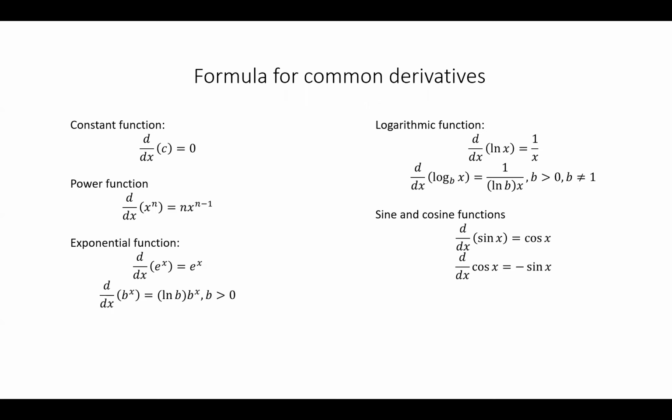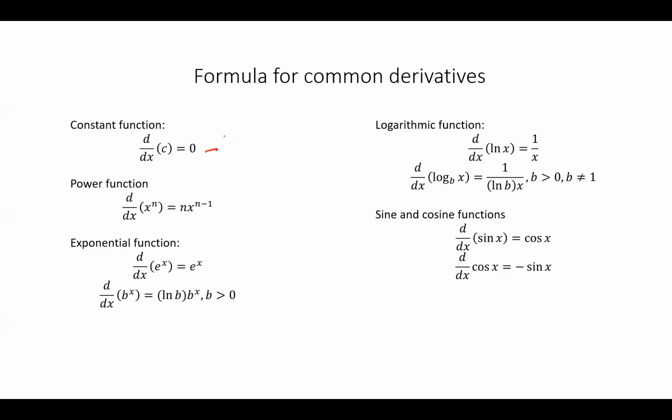Now, first, the constant function is always a flat line. The flat line has a slope of 0. So that's why the derivative of a constant function is 0. However, when the function becomes more complex, we need to use different rules depending on what function it is.